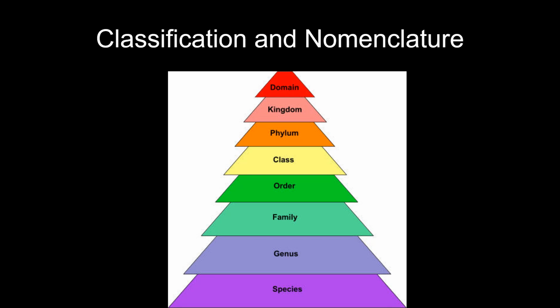An order is a group of related families. We're in the family Hominidae, as is anything that is human-like. Families are a group of related genera. We're in the genus Homo.